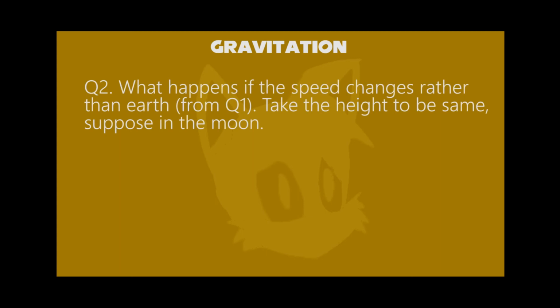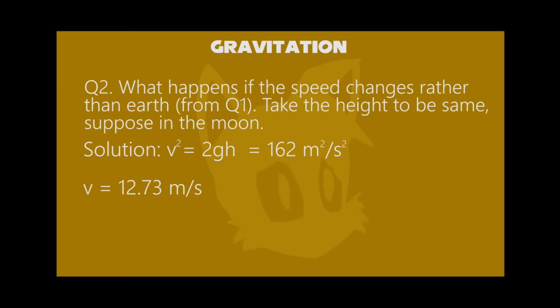Next question: what happens if the gravity changes from Earth in the previous question? Take the height to be the same, supposing it is on the Moon. The answer is 12.73 meters per second as we go to the Moon. Its time taken is quite longer.